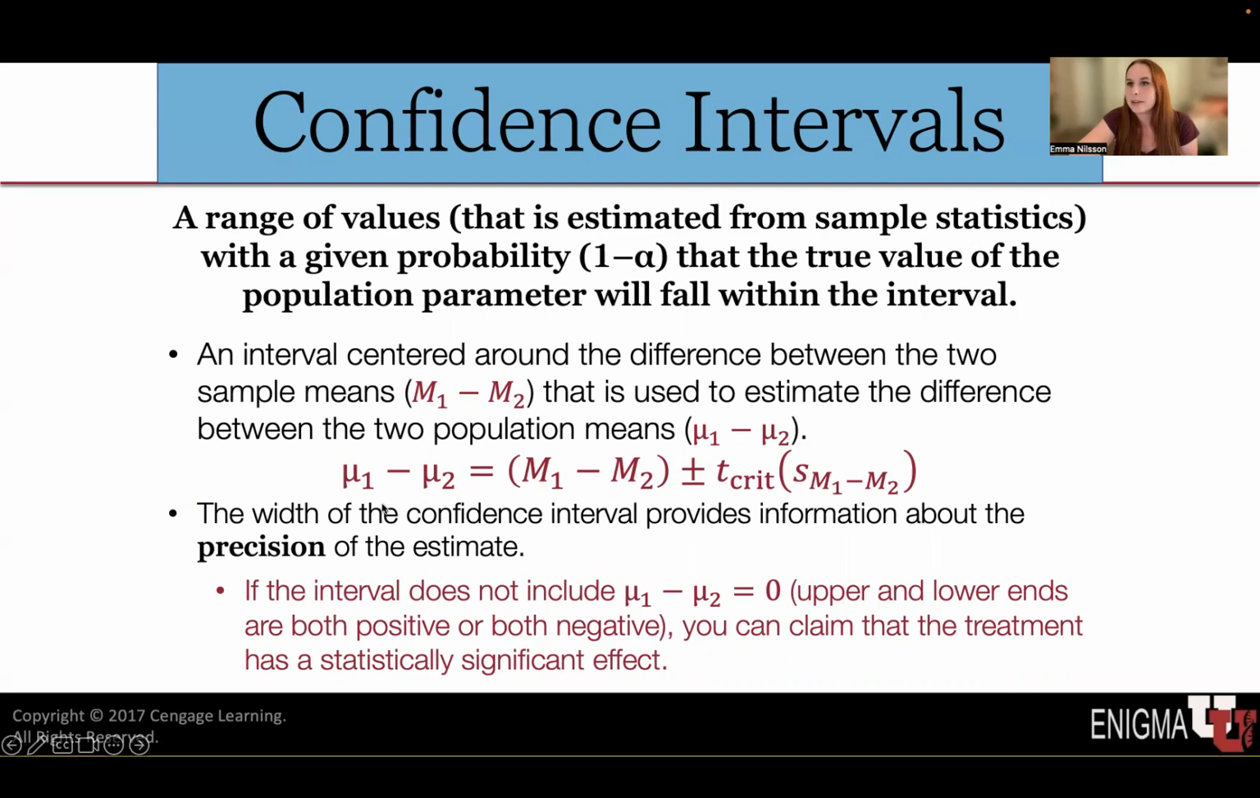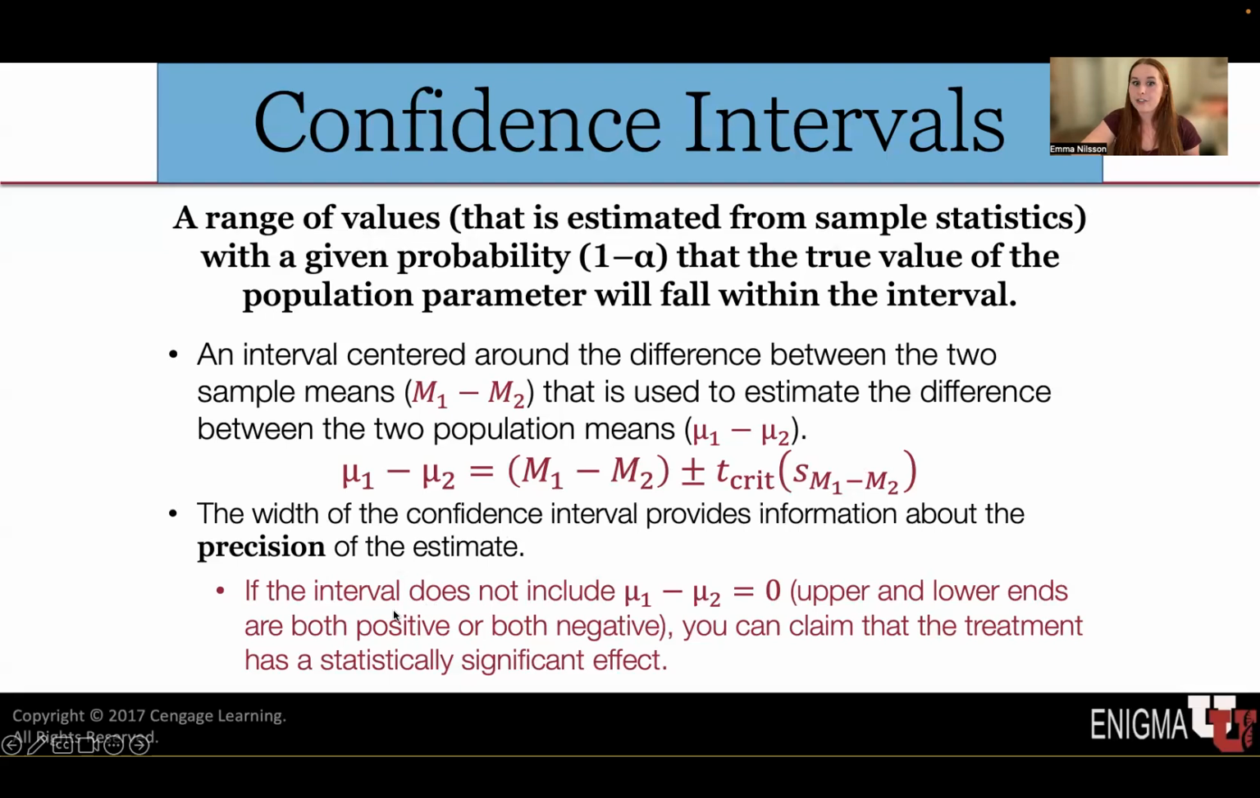And that will help us estimate what the difference between the actual population means is. So here is our formula that we're going to be using: the difference between the sample means plus or minus our t-critical value times the standard error of the difference between the means. And as per usual, the width of our confidence interval gives us information about how precise our estimate is.